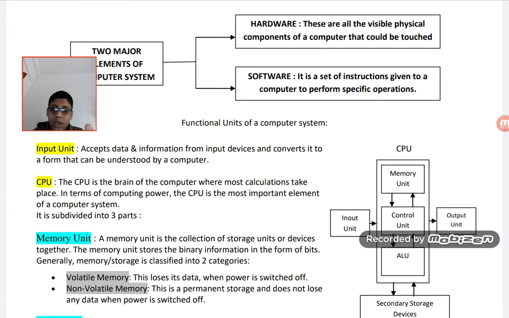So we should first save it, then only switch off, or else our very important file gets deleted. Next, non-volatile memory, for example, ROM. This is a permanent storage and does not lose any data when power is switched off. If you switch off, your file does not get deleted.